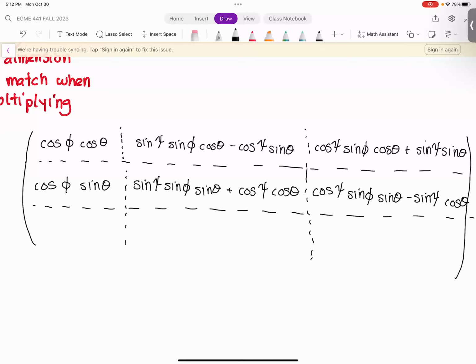Okay. And then in the last row, thankfully, is a lot simpler here. We have minus sine phi, sine psi, cosine phi. And then in the bottom right, we have cosine theta, cosine phi.